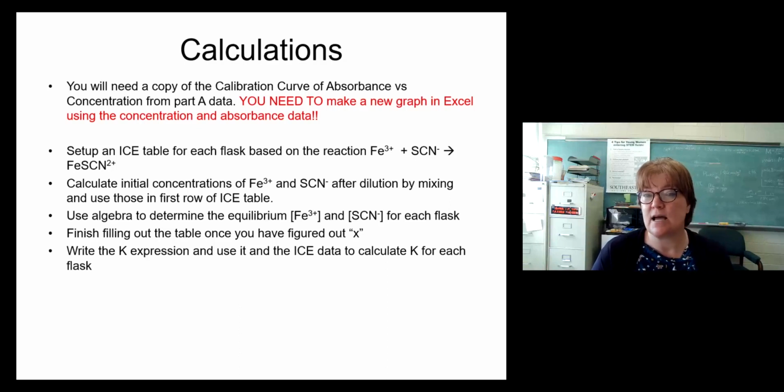You're probably going to need some time and some help, and that's how this is going to look like. So then you're going to do that for all 4 reaction mixtures next week in week 2.